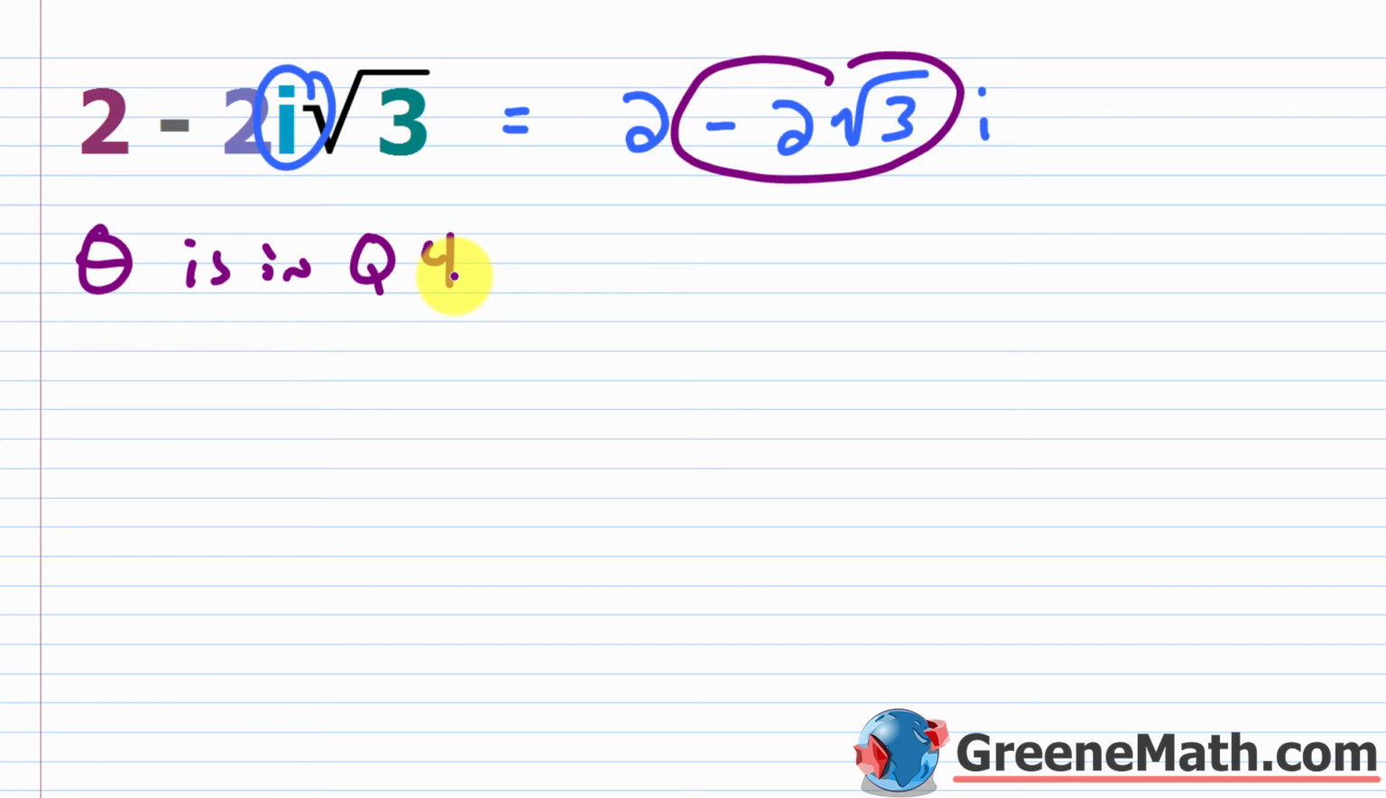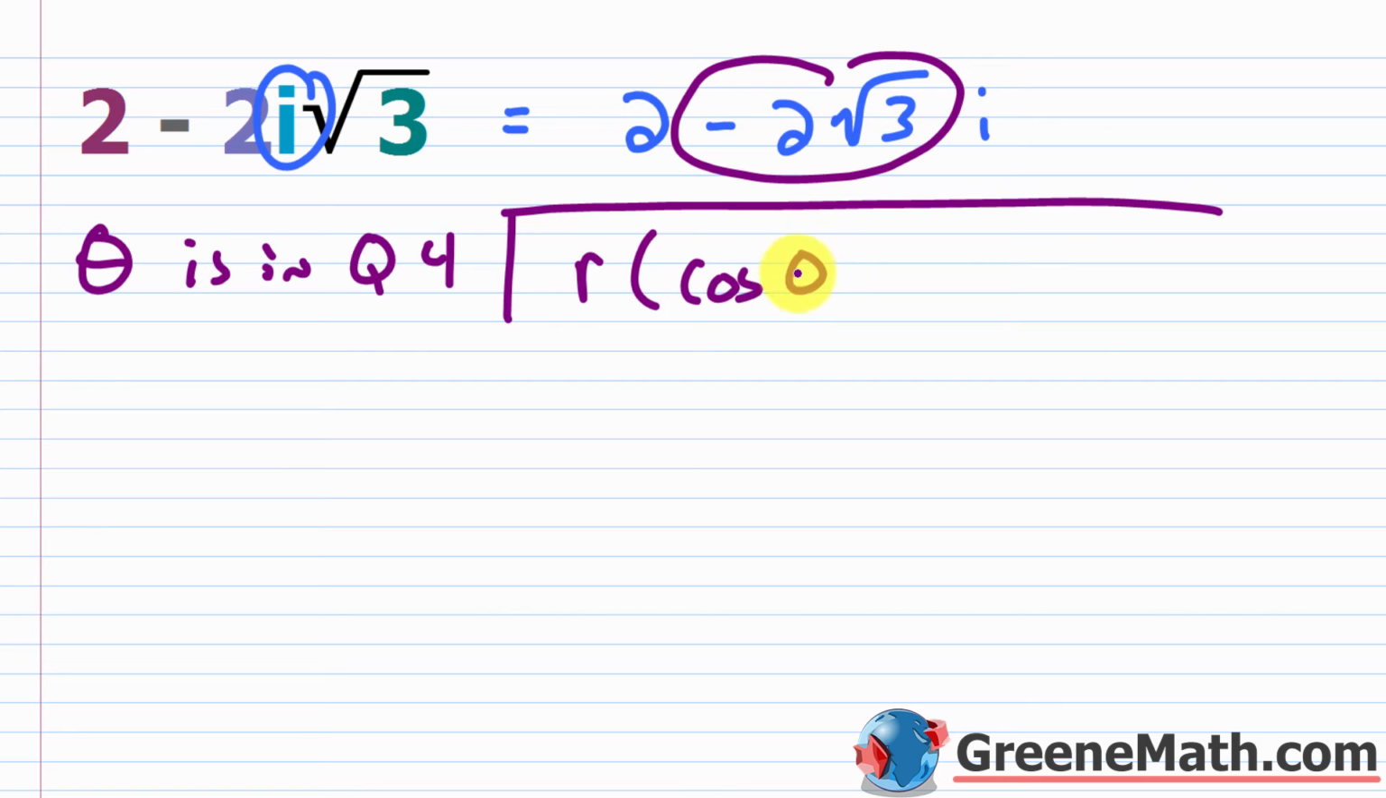So if we want to get this trigonometric form or the polar form, it's r times cosine of theta plus I times the sine of theta, okay? That's all it is. So I need to figure out what r is, and I need to figure out what theta is, and I'm done. So how do I figure out what r is?